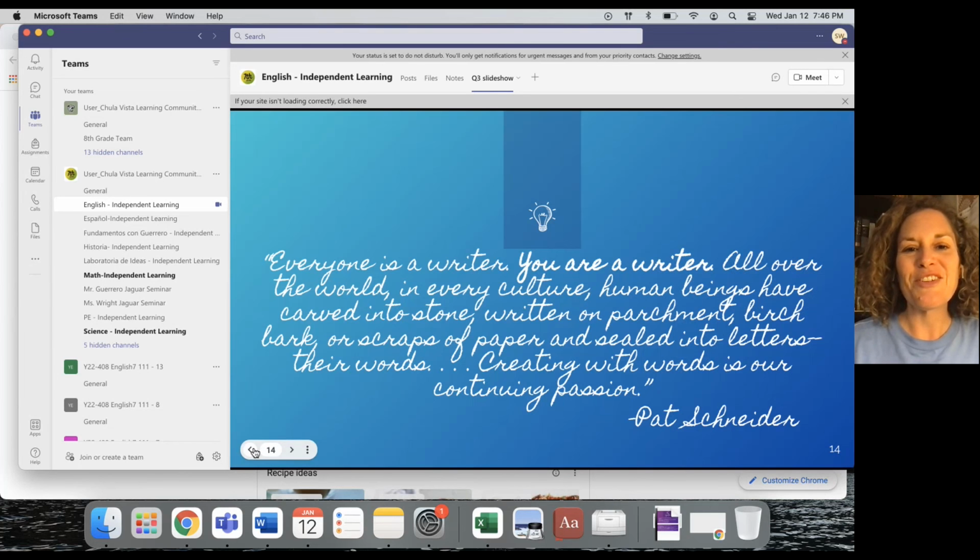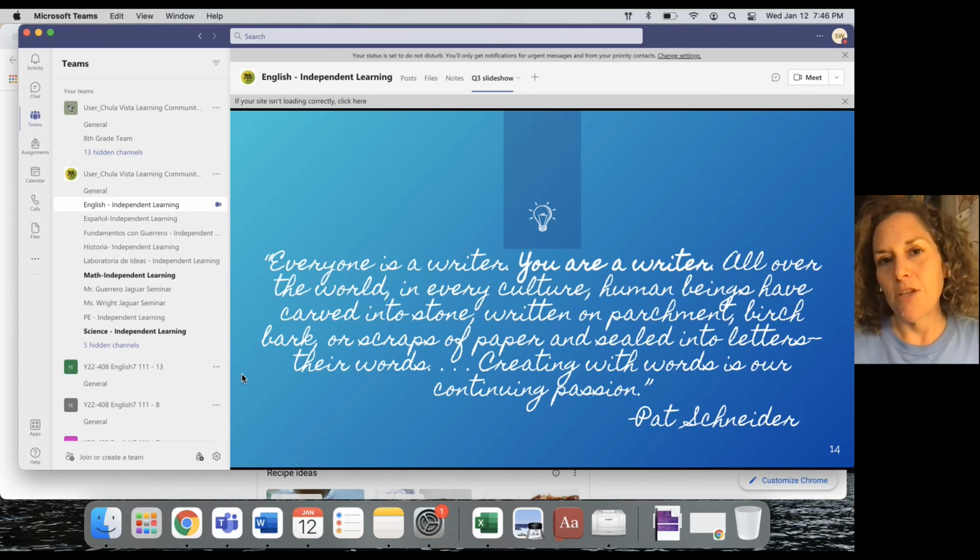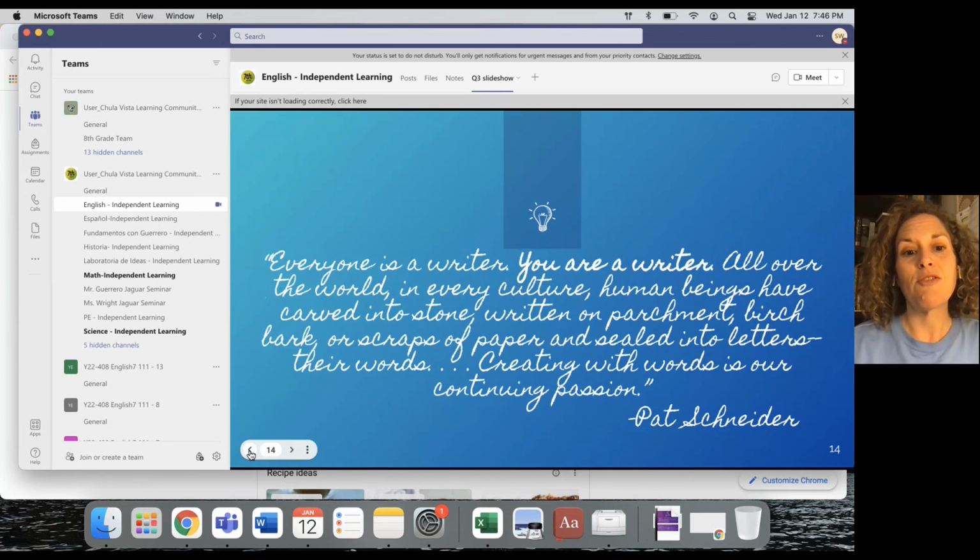And here's just a little encouragement for you. If you feel anxiety about the act of writing and seeing a blank page and stressing out, everyone is a writer. You are a writer, all over the world in every culture. Human beings have carved into stone, written on parchment, birch bark, or scraps of paper, and sealed into letters their words. Creating with words is our continuing passion. So do something that you're going to be excited about, okay?